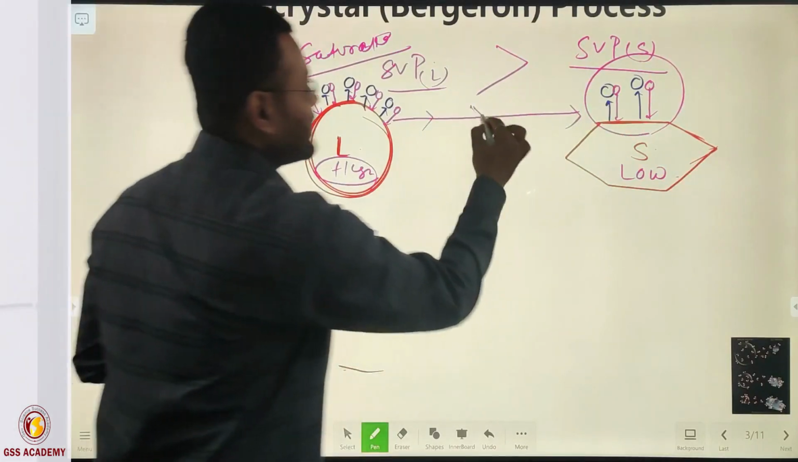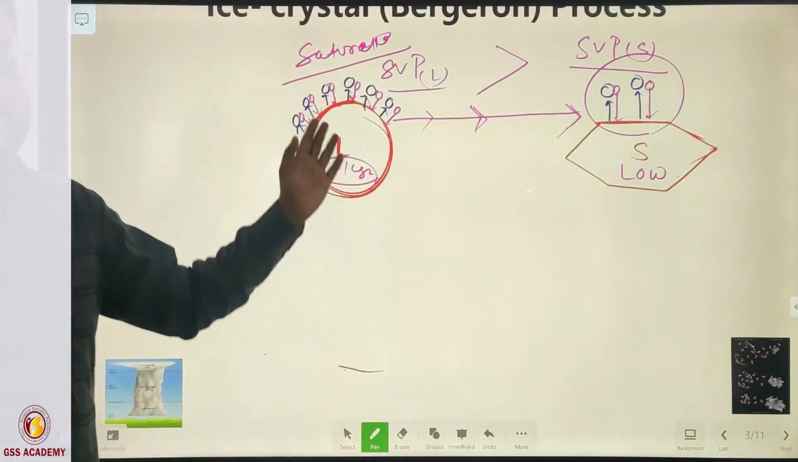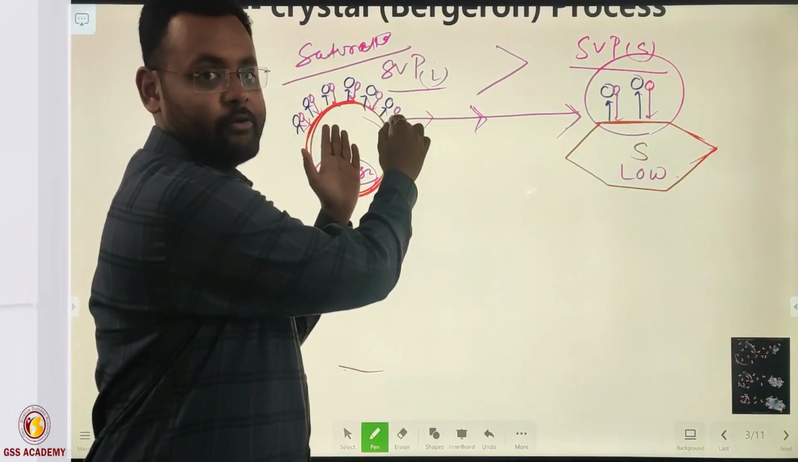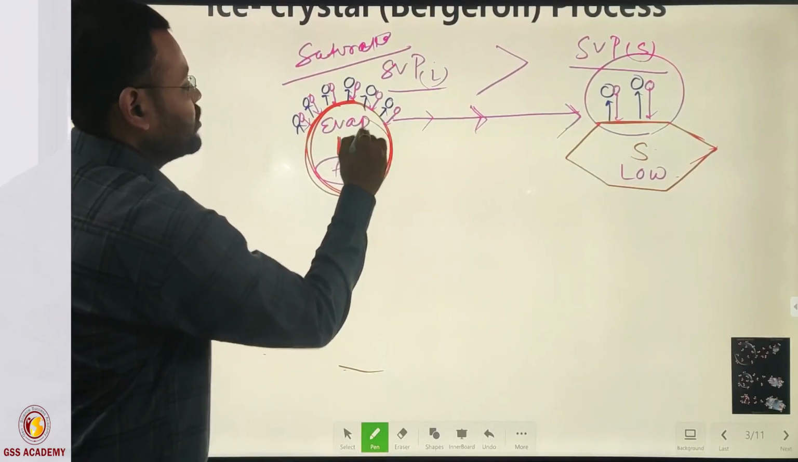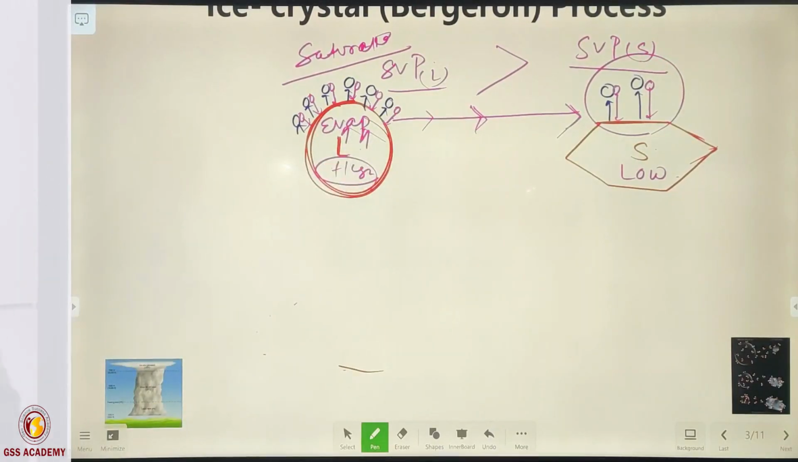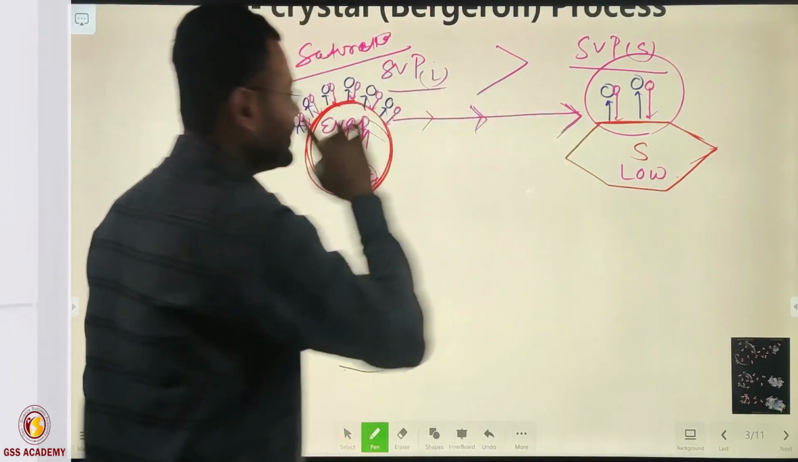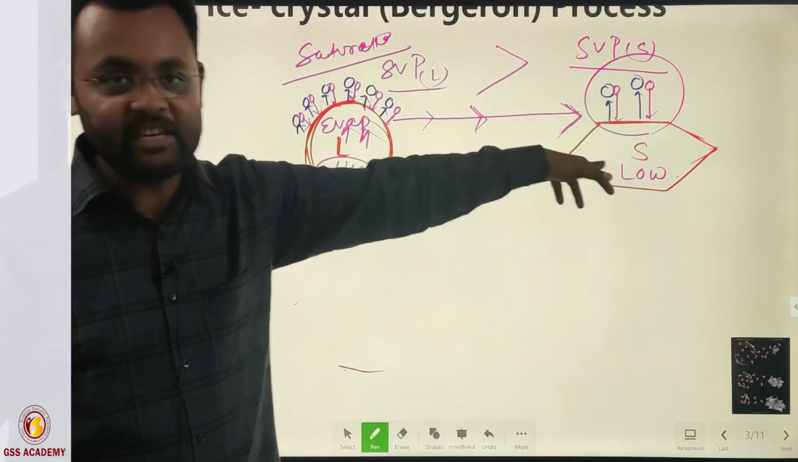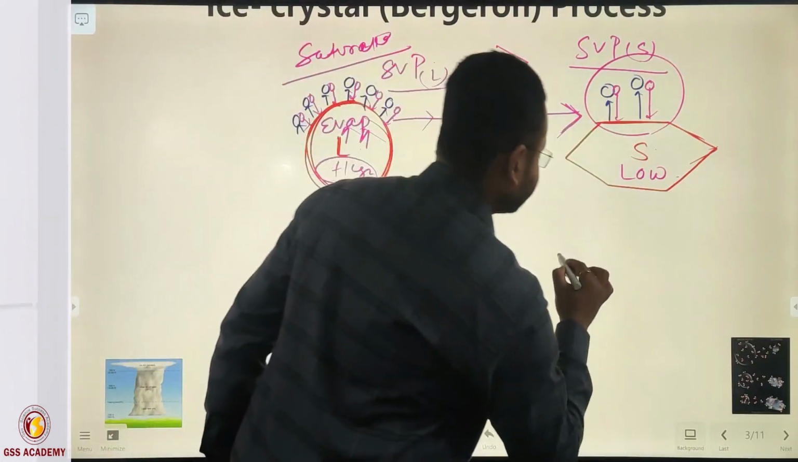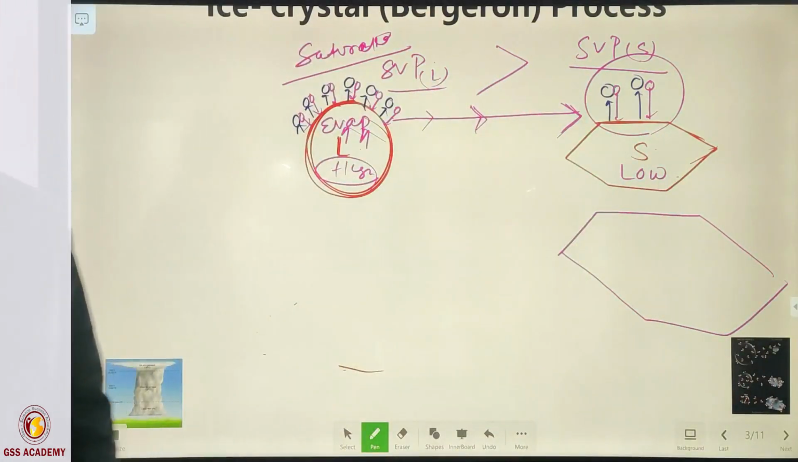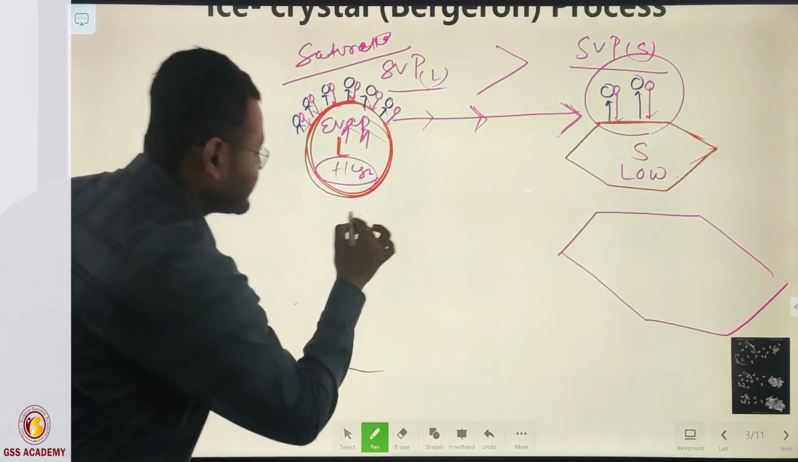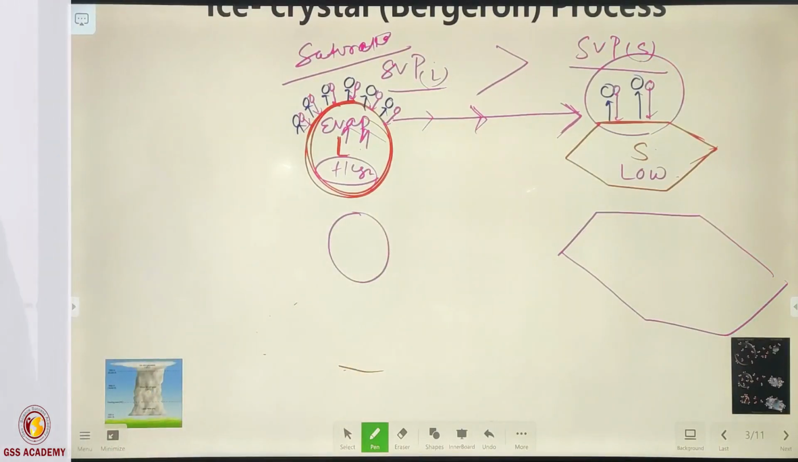And as the water vapor molecules are leaving the surface of the liquid, in order to maintain the equilibrium, this liquid water will evaporate more and more, and these newly added water vapor molecules to the ice crystal will increase the size of the ice crystal, whereas the size of the liquid droplet starts to shrink, or it starts to get smaller in size.